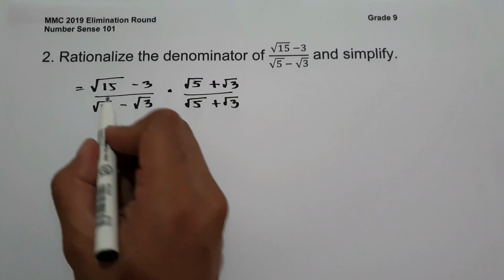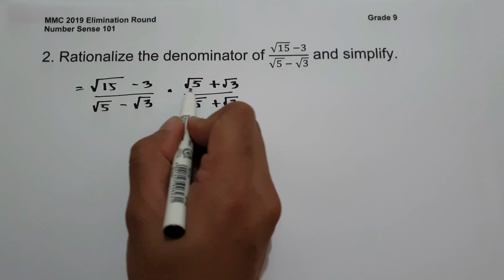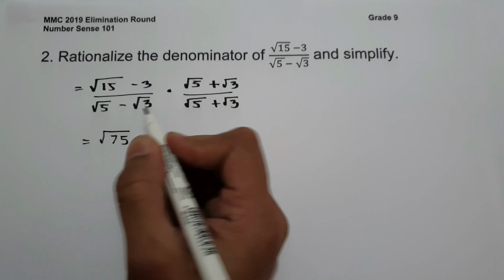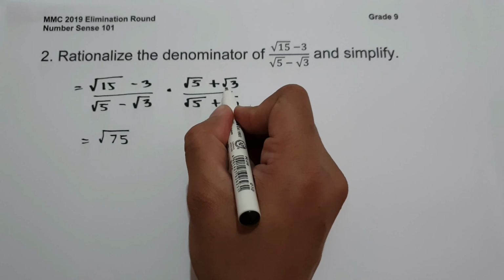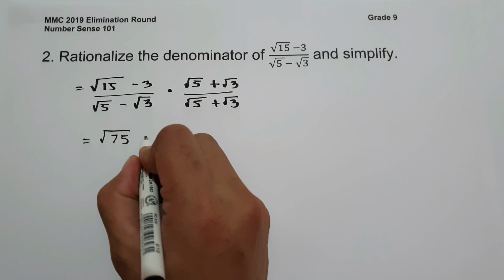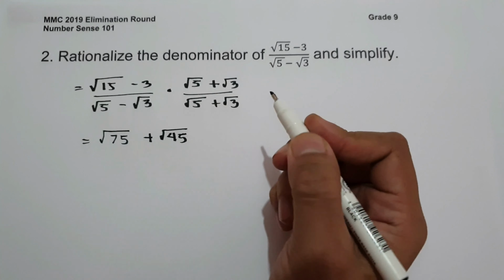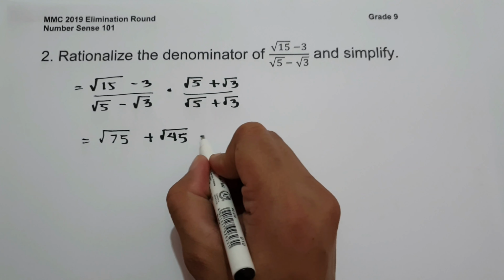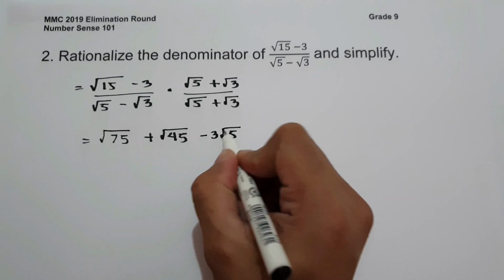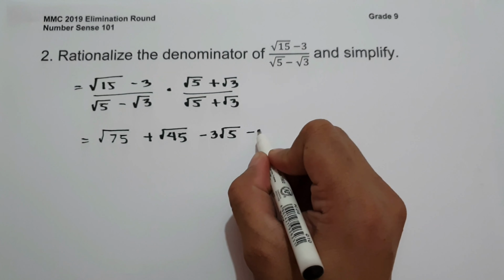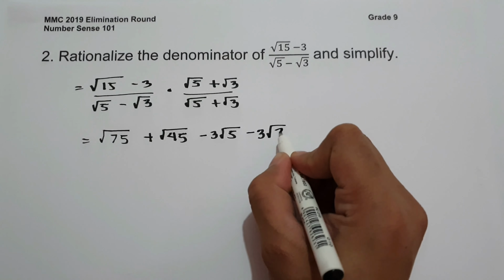And then let's have square root of 15 multiplied by square root of 5. It will give us square root of 75. And then square root of 15 multiplied by square root of 3, that is positive square root of 45. And then negative 3 times square root of 5, that is negative 3 square root of 5. And then negative 3 times square root of 3, that is negative 3 square root of 3.